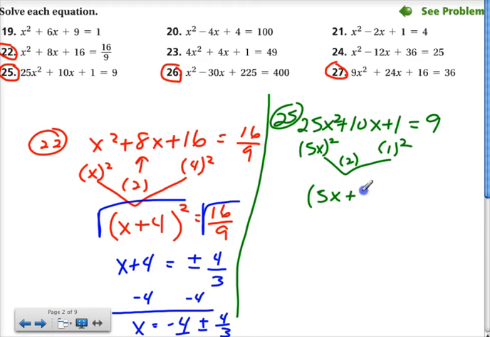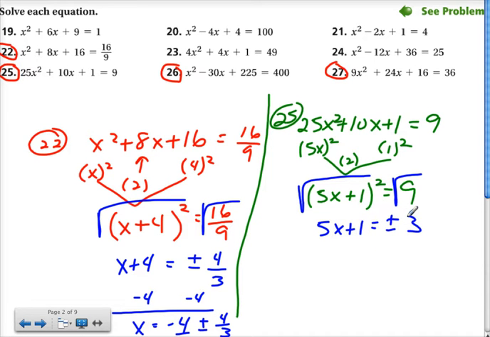So this is really 5x plus 1, the quantity squared equals 9. And again, we want to take advantage of that and realize, hey, we can just take the square root of both sides and get 5x plus 1 equals plus or minus 3, because when we write that square root, we need the plus or minus. Then we'd subtract 1 from both sides, and then we would divide by 5.